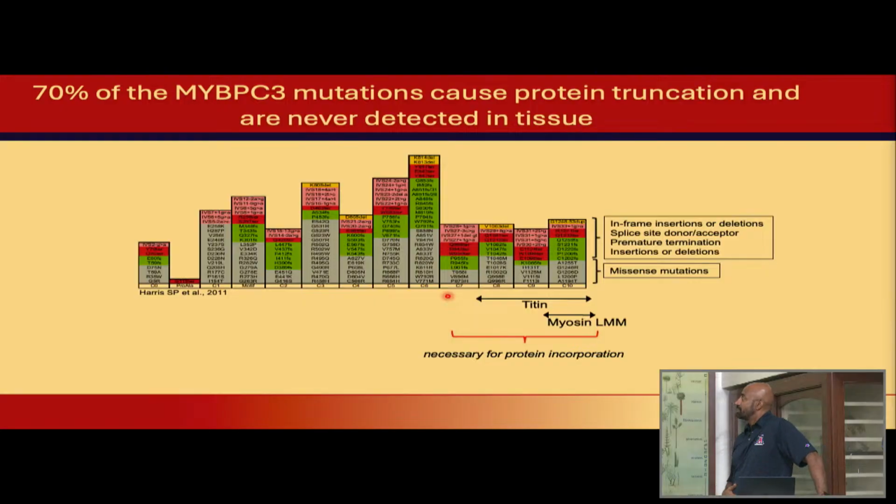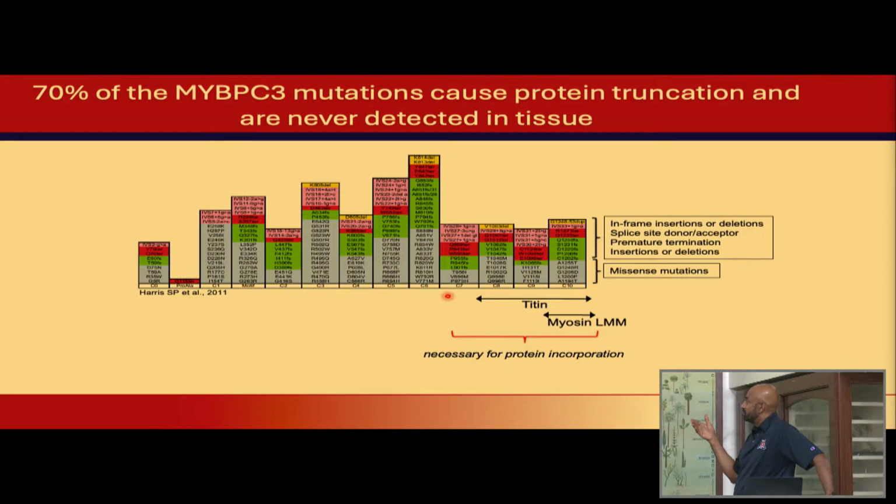So, looking into myosin binding protein C, again I said 70% of the mutations are truncations. They have in-frame insertion or deletion, or splice site donor or acceptor site mutation, or premature termination, or insertion or deletion in random intronic regions or exonic regions. And then only 30% are the missense mutation, where you have the full length myosin binding protein C.